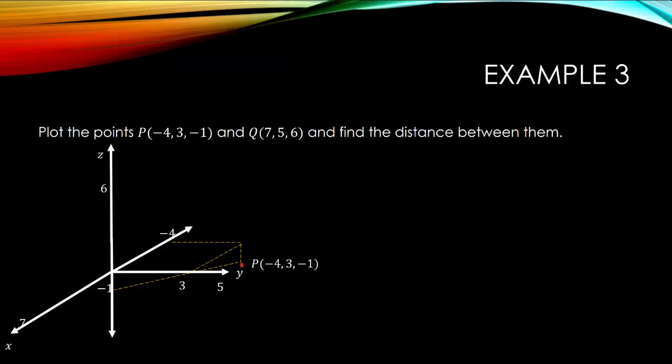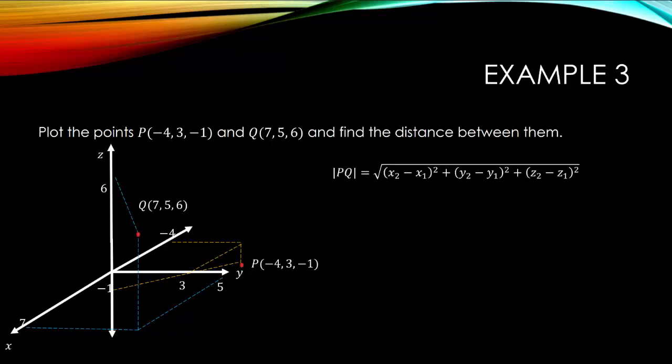This point sits below the xy plane. Then I'm going to go out 7 on the x-axis, out to 5 on the y-axis, and up to 6 on the z-axis. This puts point Q at the coordinates 7, 5, 6.